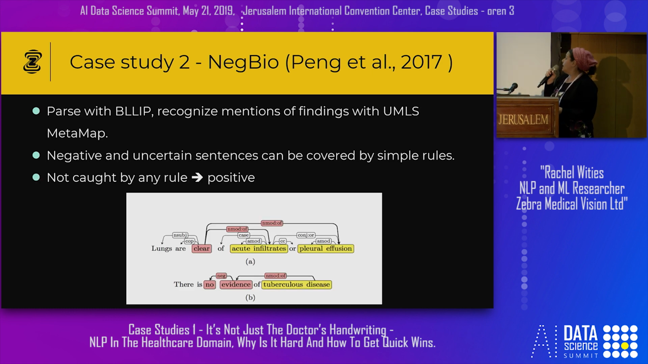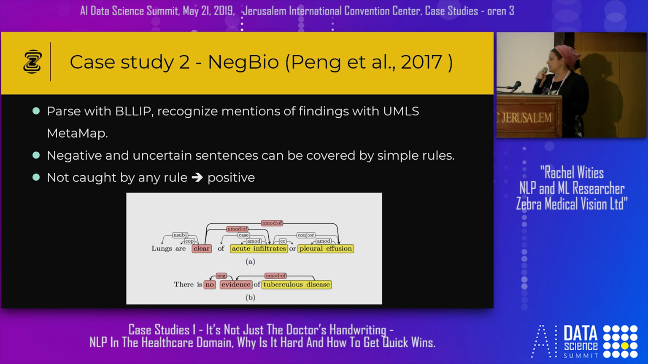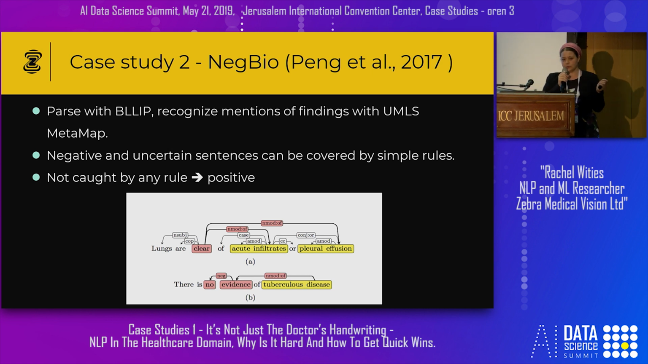Okay, so this case study, NegBio from Stanford, used this property. They start in a very simple and orthodox way, okay? They parse the text with BLLIP, which is one of the parsing solutions trained on medical text that I showed you before. They recognize mentions using the UMLS MetaMap. Again, it relates to what we talked about with the ontologies. But then they took a turn.